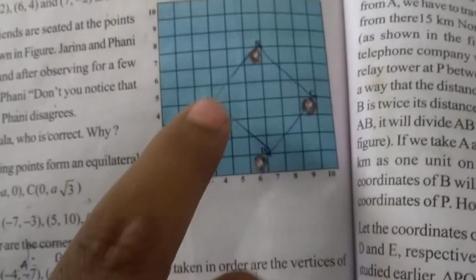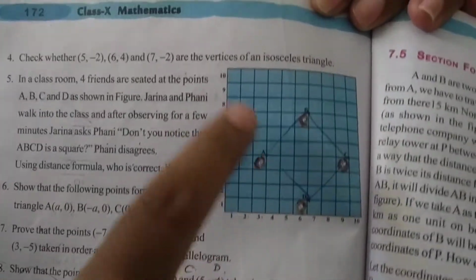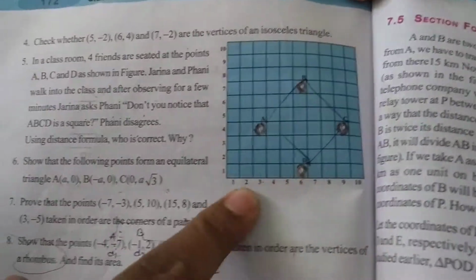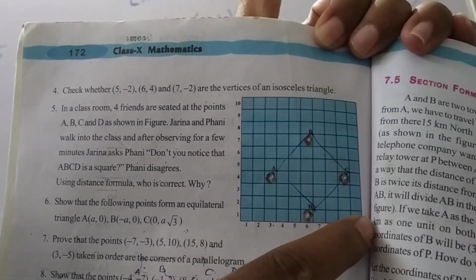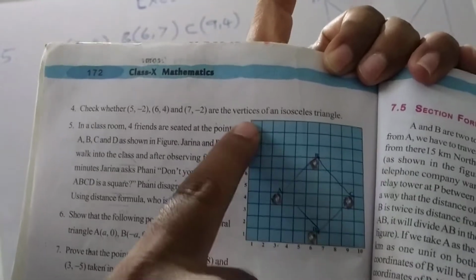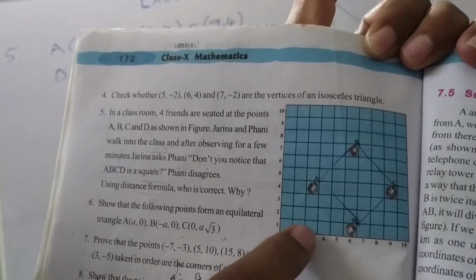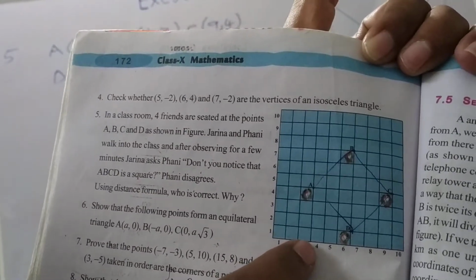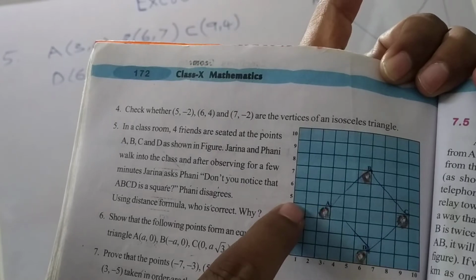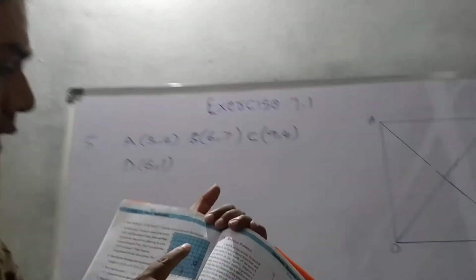Observe the diagram. Here is point A, here is point B, here is point C and here is point D. The coordinates are not given, so we have to find them with the help of this graph. The horizontal line is the x-axis and the vertical line is the y-axis. Based on this, point A is 3 comma 4.